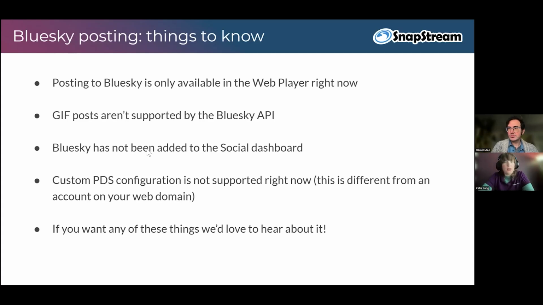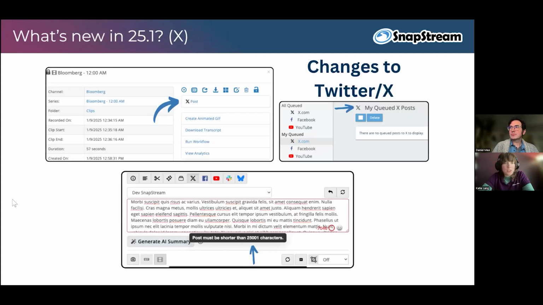Great, Daniel. Can you go to the next slide, please? So probably one of the things you noticed when Daniel was doing his demo was all of the branding has been changed from the former Twitter bird to the X, which is now the new logo. So that's the most noticeable change that's been updated in all places in SnapStream. Another change that we're excited about is if you have a premium account, you can now post using the full 25,000 character limit that's available to you.